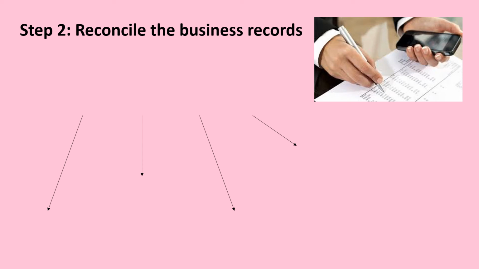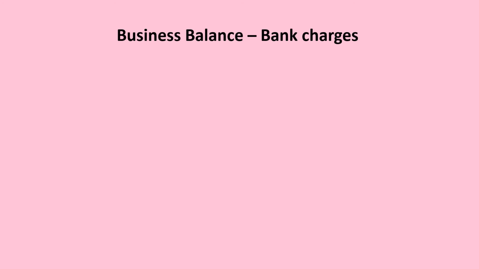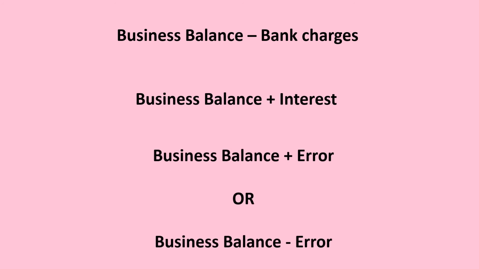Step 2 is to reconcile the business records. Business unknowns are bank charges, errors, bounce checks, and interest. Bank charges must be subtracted from the business balance. Interest is usually added to the business balance, and depending on the error, cash may be added or subtracted from the business balance. You must always assume that errors are made by the business.